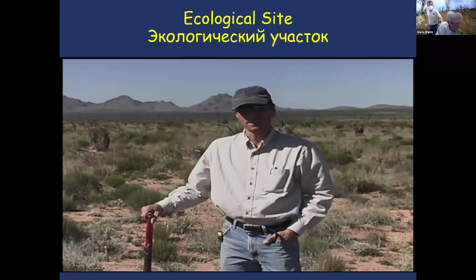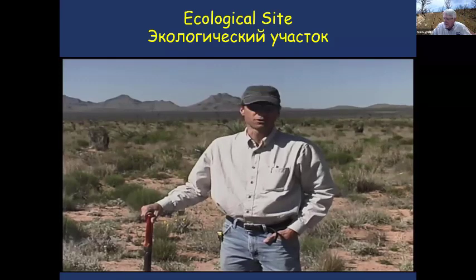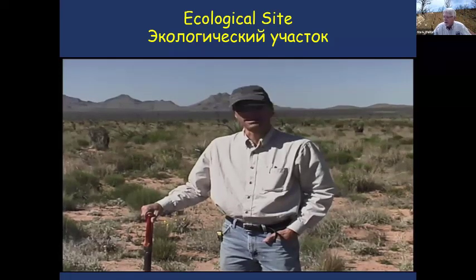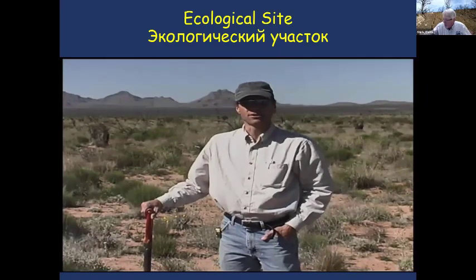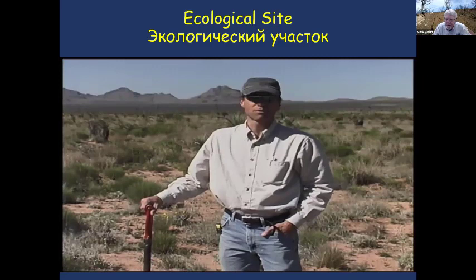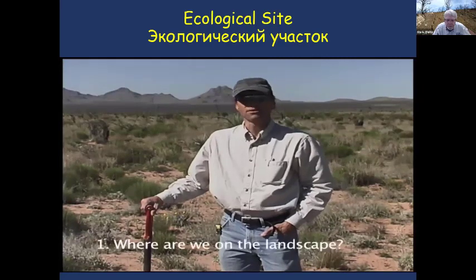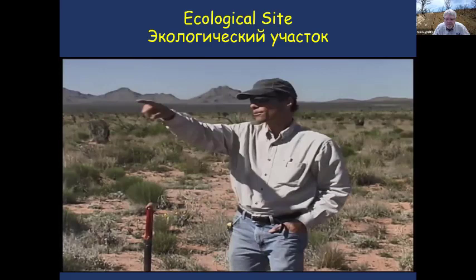Obviously, we're going to need other pieces of information in addition to the ecological site identification to make those determinations. Things like an ecological site description, state and transition models, other information that we have about the dynamics of that landscape. But the first step is always to determine where we are on that landscape and what the soils are. So the first thing we do when we get to a site is we start by looking around and figuring out where we are in this landscape.